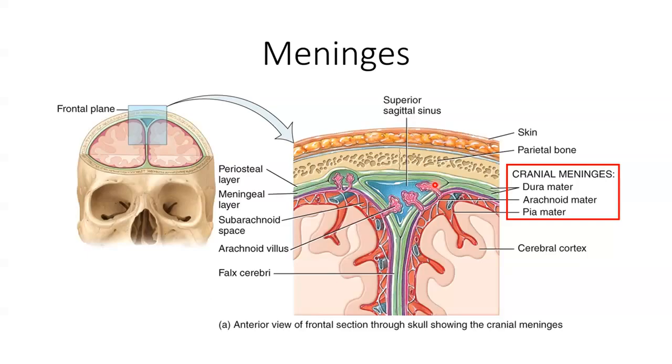So starting with the cranial meninges, the meninges are 3 layers of membranes that surround the brain and the spinal cord. Although they are continuous with one another, so it's one long piece of connective tissue, the meninges that surround the brain are called our cranial meninges, and those that surround the spinal cord are called the spinal meninges. The 3 layers that make up the meninges, from most superficial or most external to the deepest or most internal, are the dura mater, the arachnoid mater, and then the pia mater.